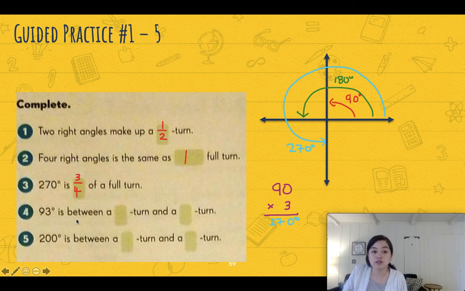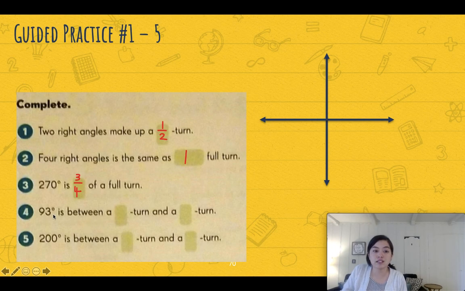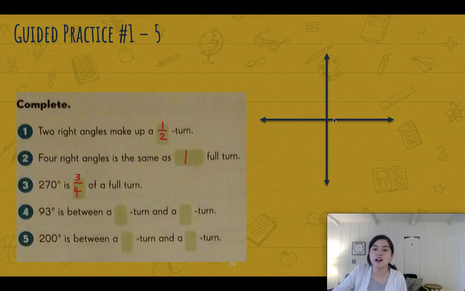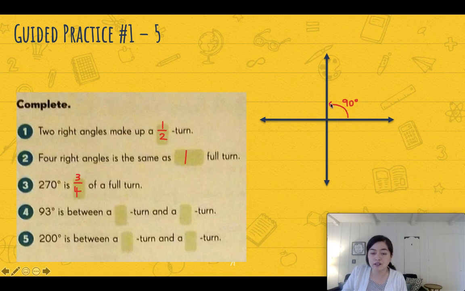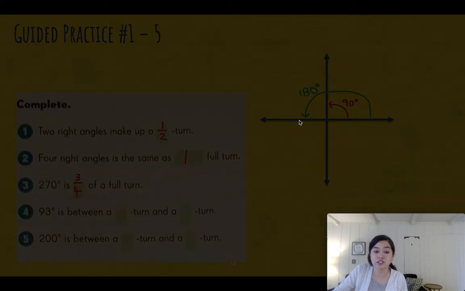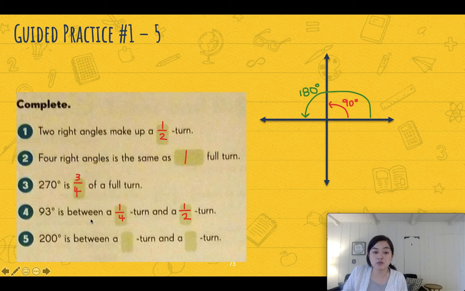All right, so now let's look at number 4. Number 4 says 90 degrees is between a turn and a turn. So first, let's figure out where 90 degrees is. I know where 90 degrees is right here. And then I know that from here to here is 180, okay? So that means it's between 90 degrees and 180 degrees, okay? So 90 degrees is 1/4 of a turn, and then 180 degrees is half of a turn. So 93 degrees is between 1/4 of a turn and a half of a turn.